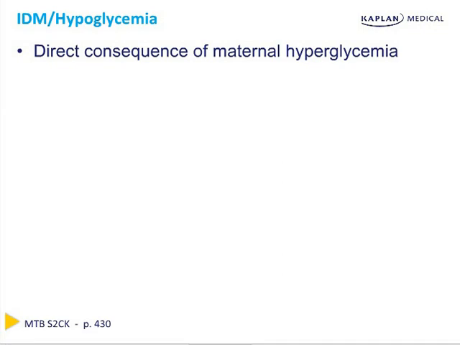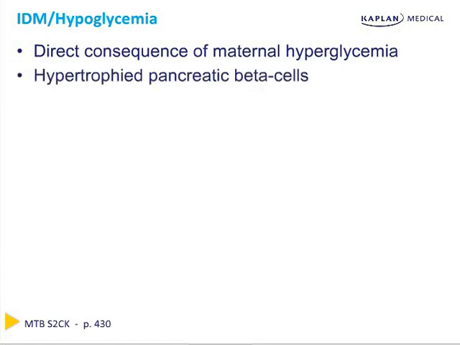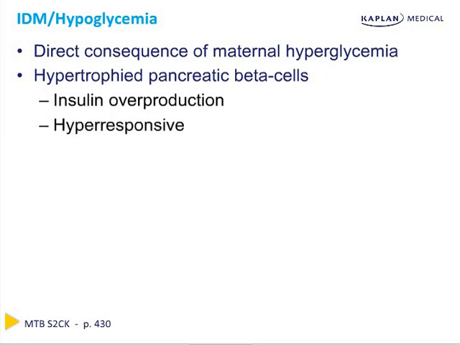Now, the hypoglycemia of the infant of the diabetic mother is a direct consequence of the maternal hyperglycemia, because as we showed, maternal hyperglycemia leads to infant hyperglycemia, leads to infant hyperinsulinemia. These hypertrophied pancreatic beta cells of the infant are overproducing insulin and creating a hyper-responsive insulin state. So not only do they have an excess amount of insulin in their system, wiping out their glucose, but when given a glucose challenge, they over-respond to it, further lowering glucose levels.